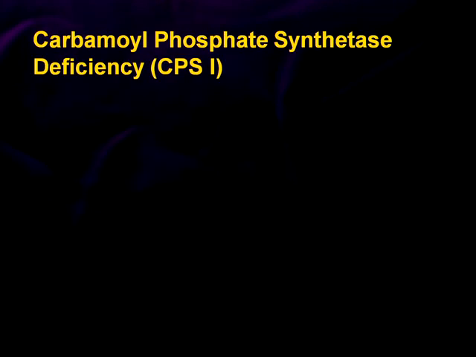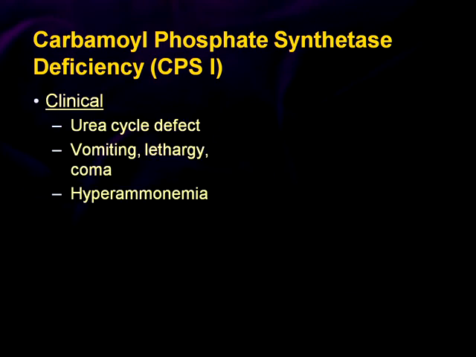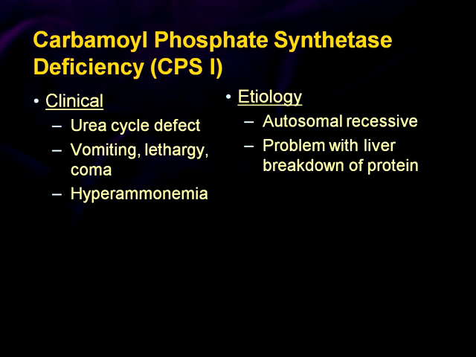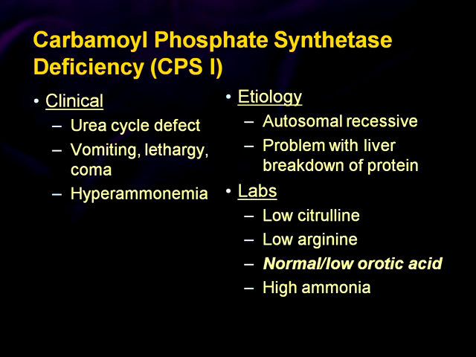All right, so now we're going to start at the very beginning. Carbamyl phosphate synthetase, or CPS deficiency. Again, urea cycle defect, vomiting, lethargy, coma, high ammonia level. It's recessive, and you're having problems with breakdown of protein. You're going to have a low citrulline, a low arginine, a normal or low orotic acid, and a high ammonia.